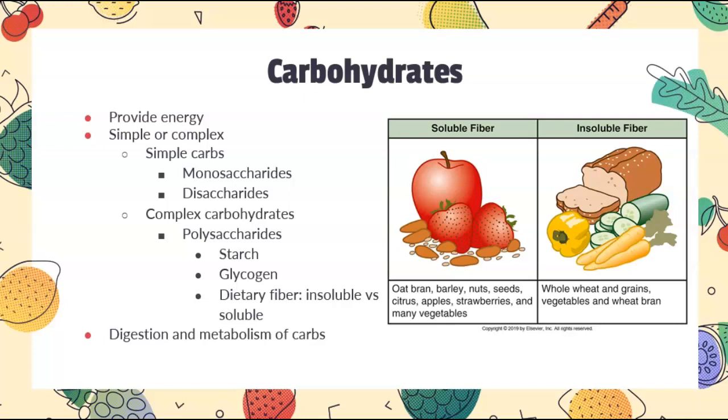Digestion and metabolism of carbs. Enzymes from the intestines and the pancreas aid in digesting carbohydrates. They're broken down into monosaccharides before they are absorbed and converted to glucose. The glucose enters the bloodstream and is used by cells for energy. Any extra carbs are converted to glycogen, which is stored in the liver and muscles until needed. And when the liver and muscles are full of glycogen, the body then converts the remaining carbs to fat and stores them as adipose tissue.